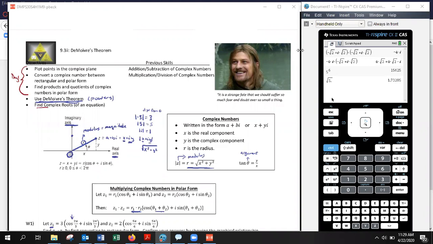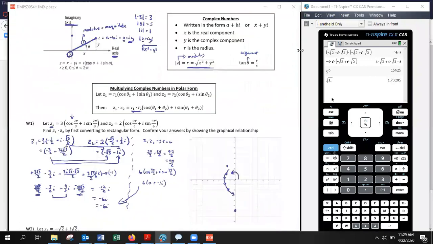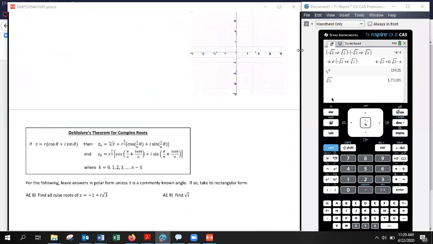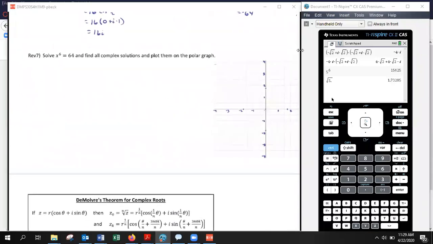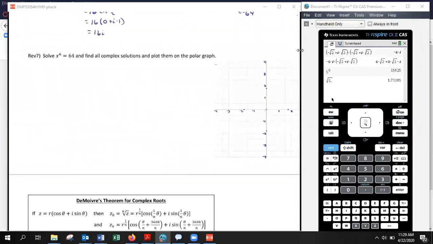Now, when we find our complex roots, we are still going to be using DeMoivre's theorem, but something more interesting is going to happen, and that's why we're going to explore it. So the first problem is going to be somewhat of a review problem. If you remember from Algebra 2, we had equations which looked like this that said, hey, x to the 6 equals 64. Let's go ahead and solve for x.